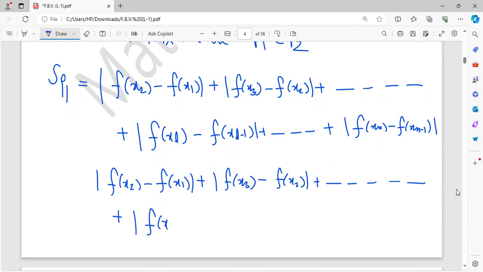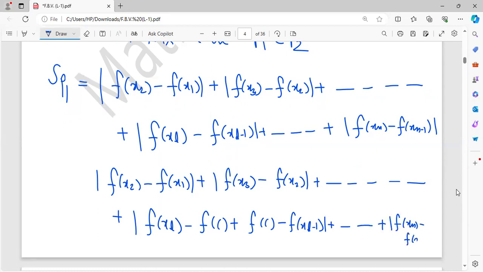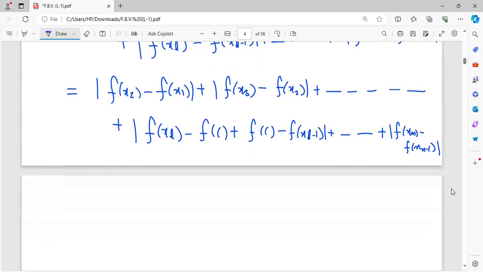I will add here f(c) and subtract f(x_n) minus f(x_{n-1}). Okay, this is equal to this. Now I can use the triangle inequality here. Then this summation will be increased after applying the triangle inequality.